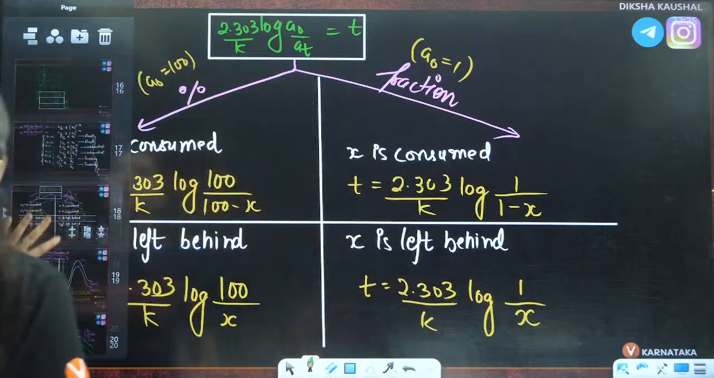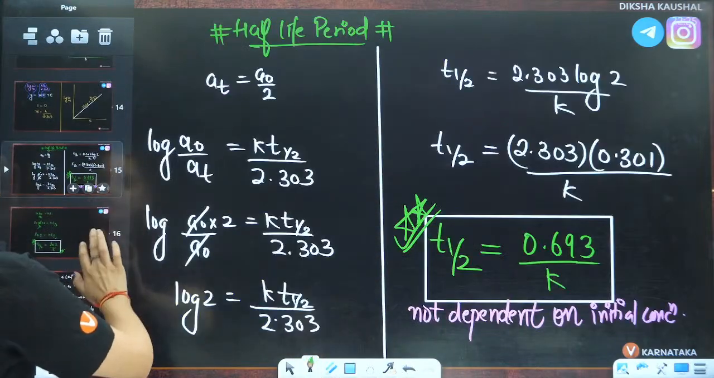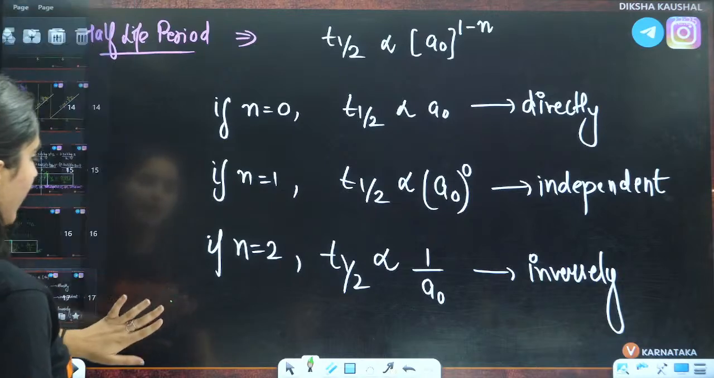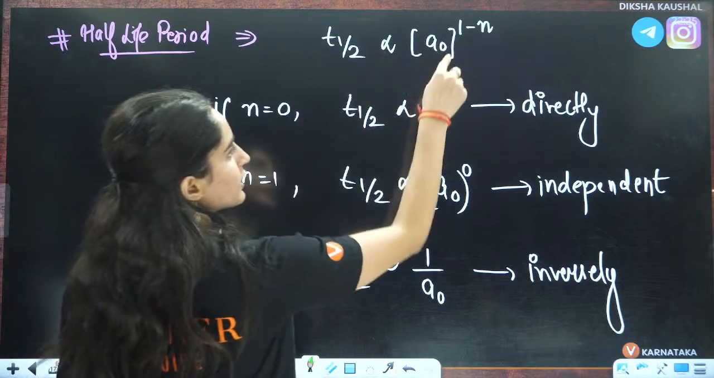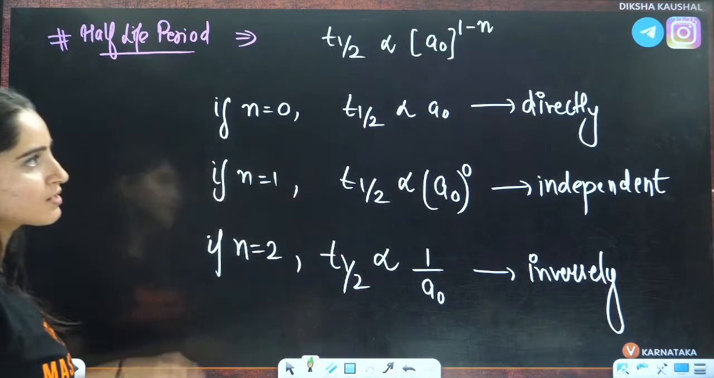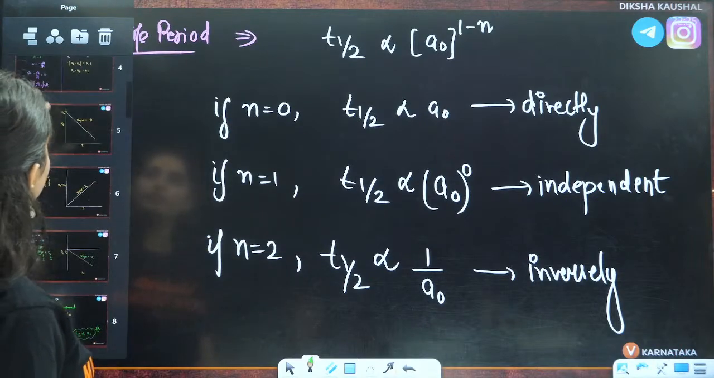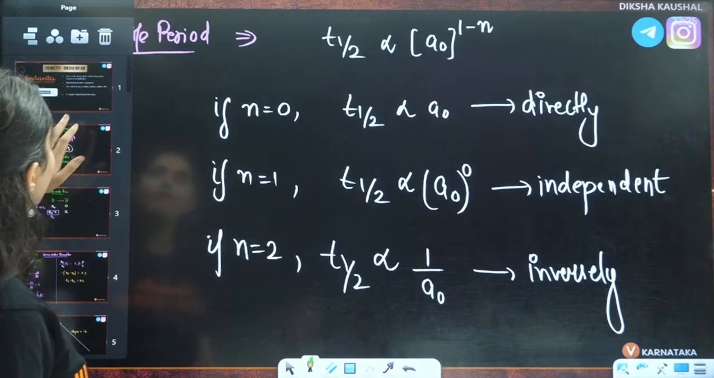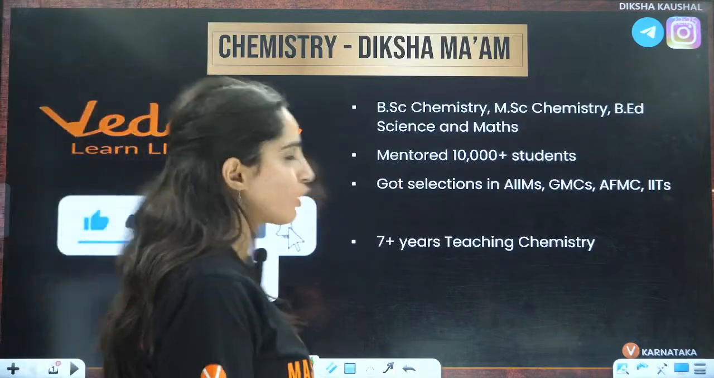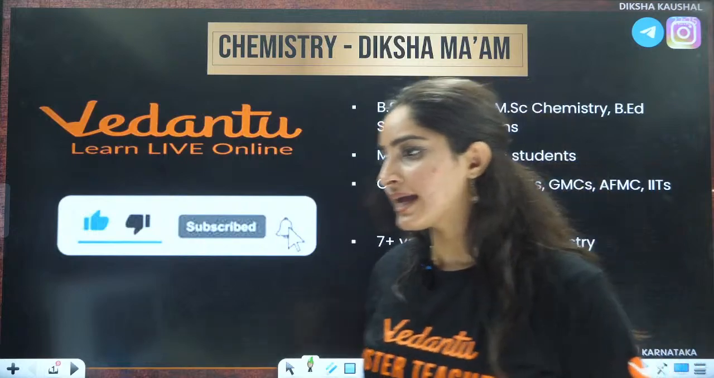Then we have this formula. Then we have this trick, that t half is directly proportional to A naught raised to power 1 minus n. This way you can directly answer whether it is directly or inversely proportional, whichever proportionality sign you have, and that will become your answer. Okay guys?